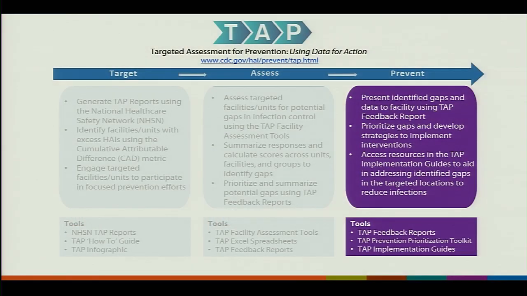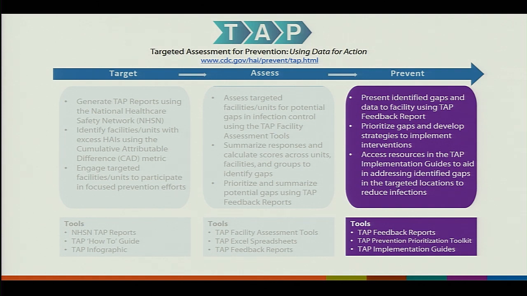Okay, so we've used our data in the TAP reports. We've targeted. We've used the CAD to identify the excess units. We've deployed those assessments. We collected them all. We created the feedback report. We know where our gaps are. But now what? We want to move on to the prevention component.